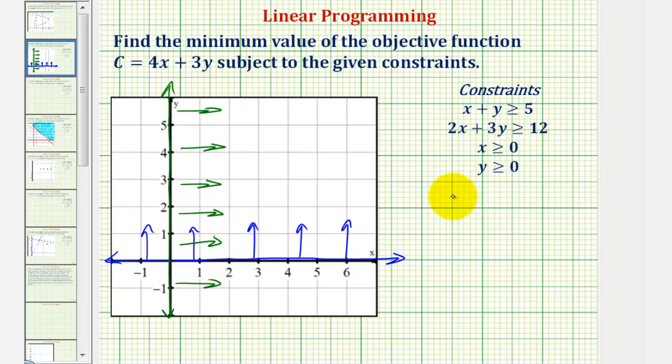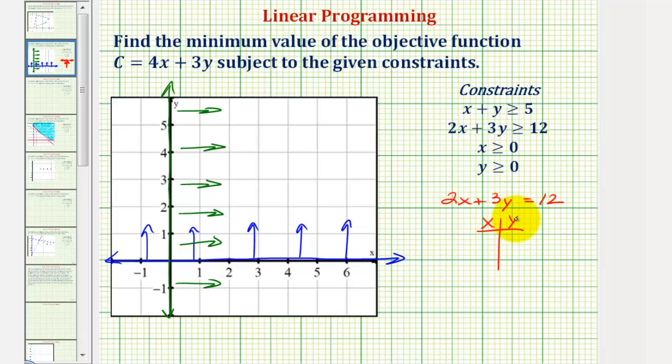Next we have the inequality 2x plus 3y is greater than or equal to 12. So we'll begin by graphing the line 2x plus 3y equals 12. And there are several ways to graph a line. We could solve this for y and put this in slope-intercept form, or the form y equals mx plus b. But because it's in standard form, let's graph this by finding the intercepts. So we'll make a table of values.